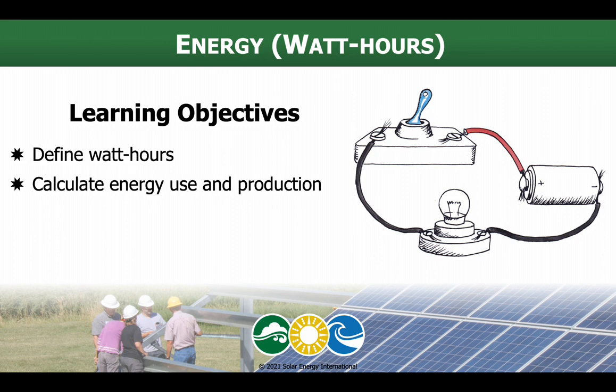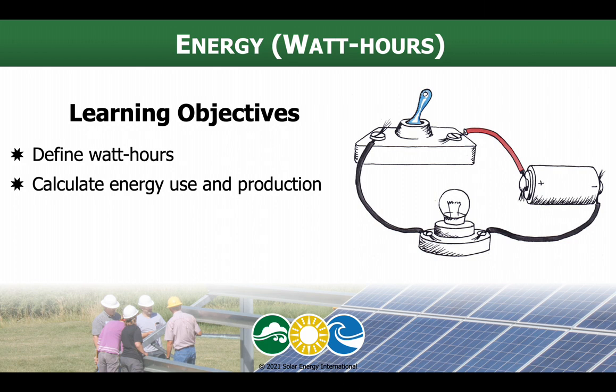So watts is the unit of electrical power. But in general, we don't just use electricity in an instant. We turn a light bulb on and it stays on for some duration of time. Using that power over a length of time is what we call energy. And energy is going to be categorized in terms of watt hours. Watt hours. So power for a duration of time. Power in watts, hours, a duration of time.